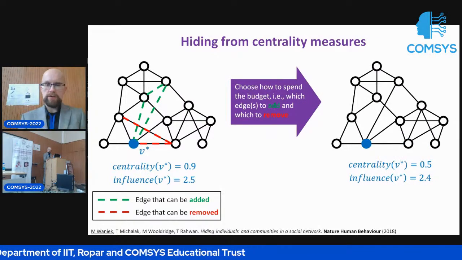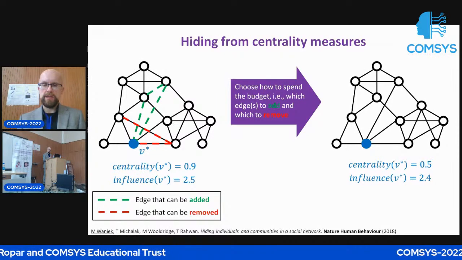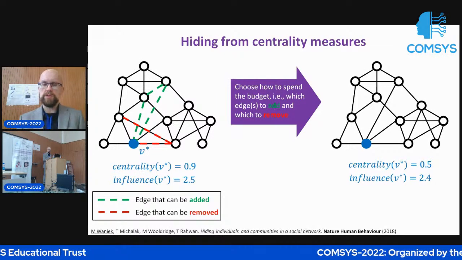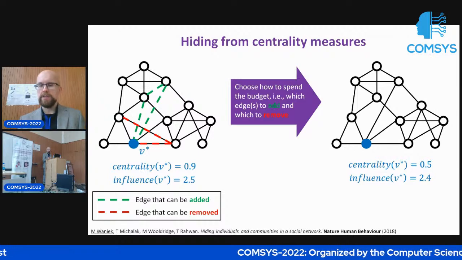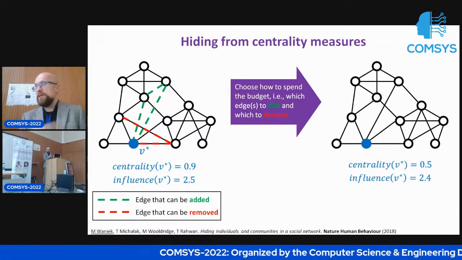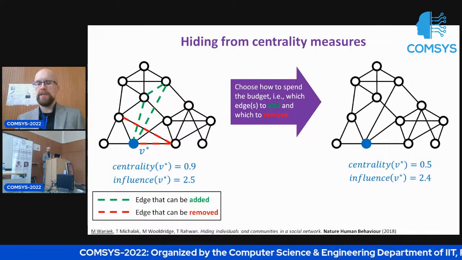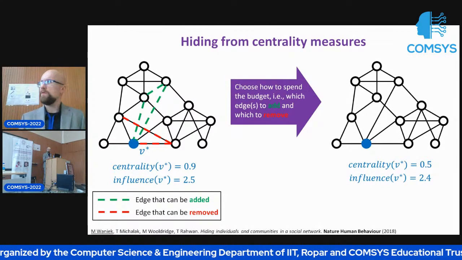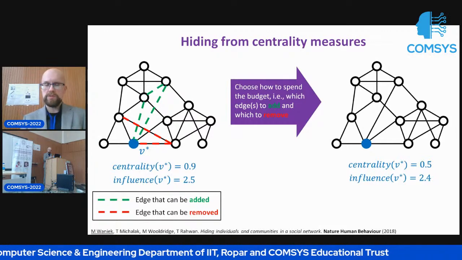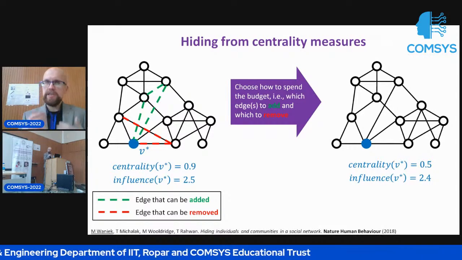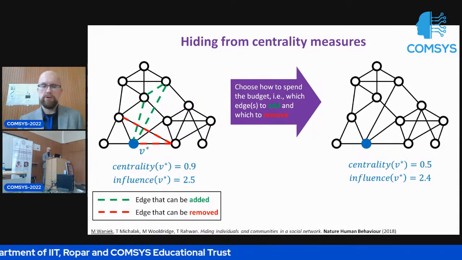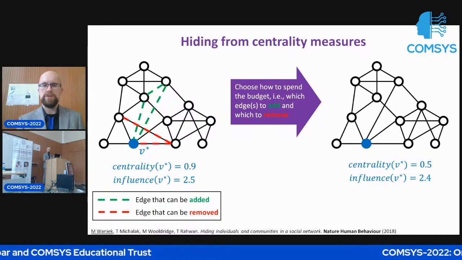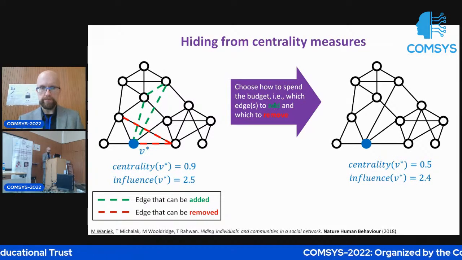So now the evader has to find which edges to add and which to remove in order to improve their situation. You can see that after adding and removing one edge in this example network, the evader's centrality has dropped, which is what we were hoping for, because the evader wants to seem less important. However, the influence of the evader over the network remained at about the same level.